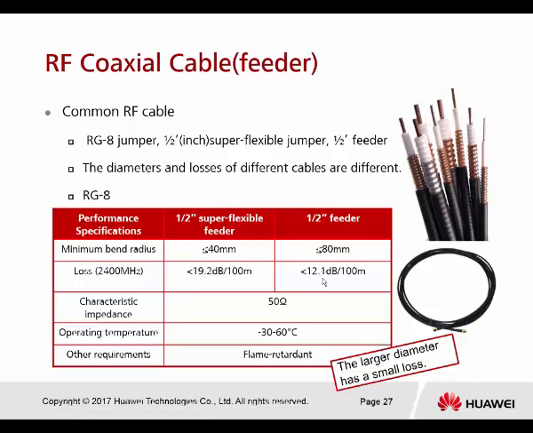But the thick feeder is very difficult to deploy at corner areas, because it's very hard to bend. So we have to consider the surroundings, the area, and the location, whether we can use this or not. The temperature range can last from minus 30 to 60. That covers the other requirements, and this is all about the RF coaxial feeder.